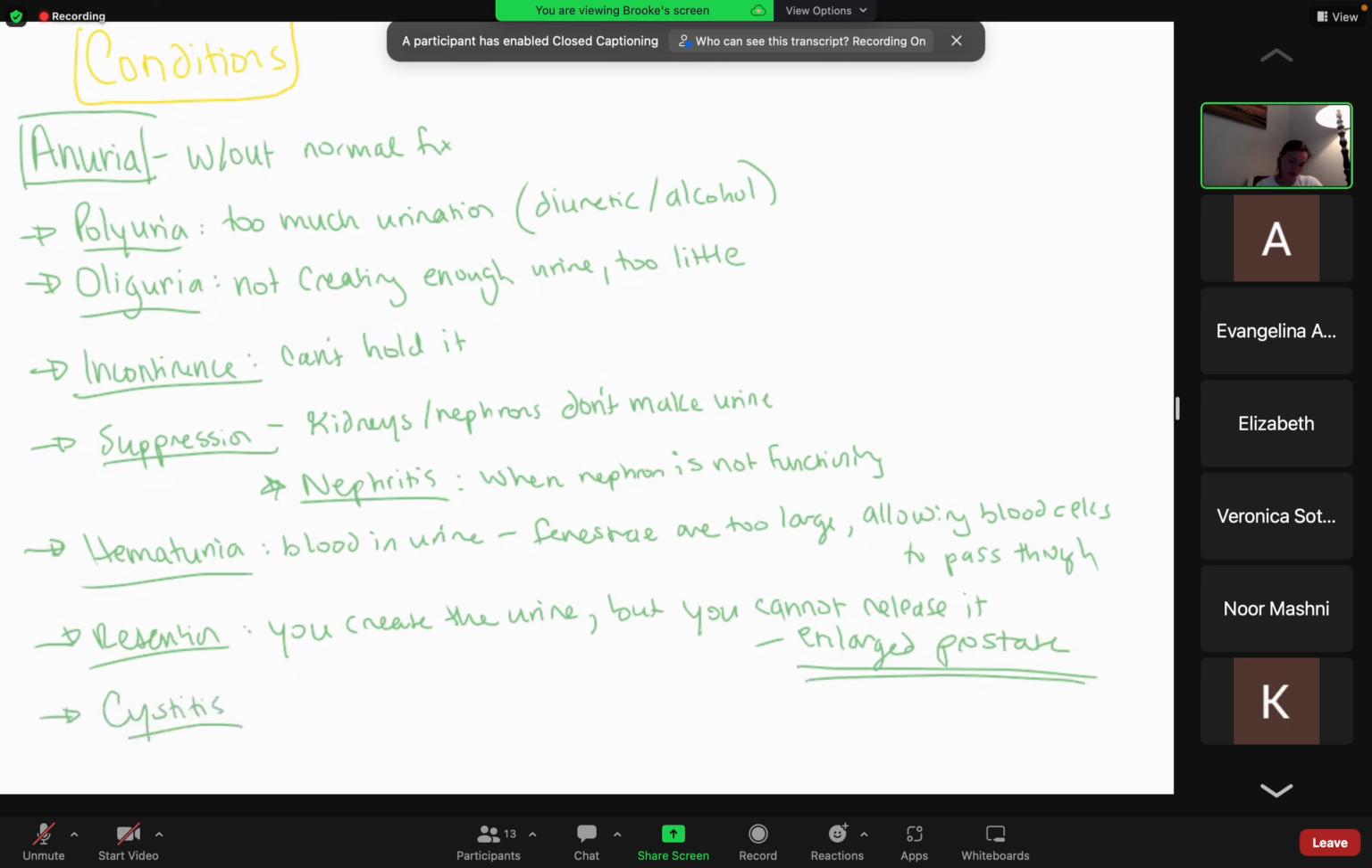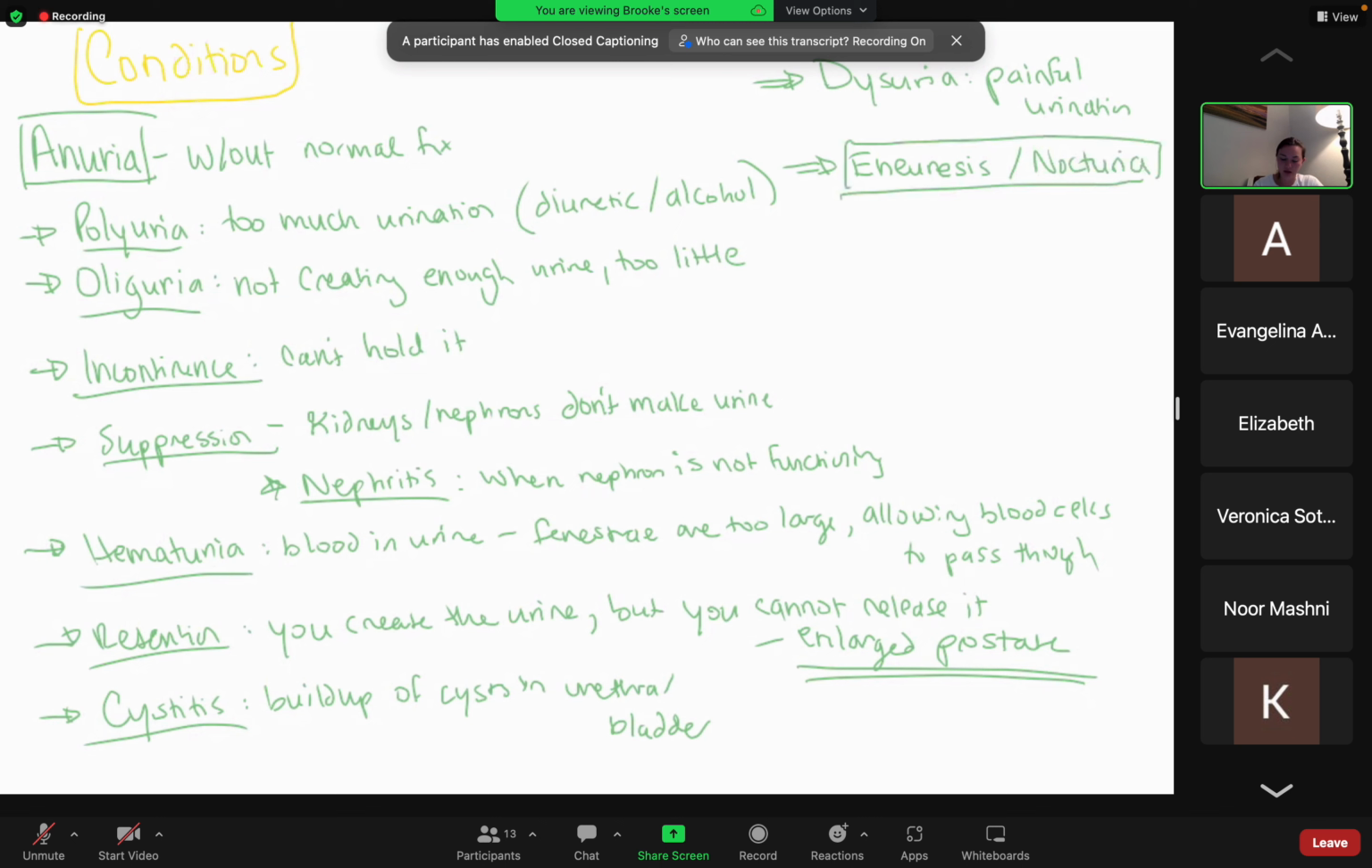Cystitis. Cystitis is the buildup of cysts in the urethra and the bladder, more often in females. A few more. Dysuria. This is painful urination. Enuresis. Enuresis is the same as nocturia. Noct meaning night. Enuresis or nocturia is bedwetting at night, right? So you're uncontrollably doing this at night.